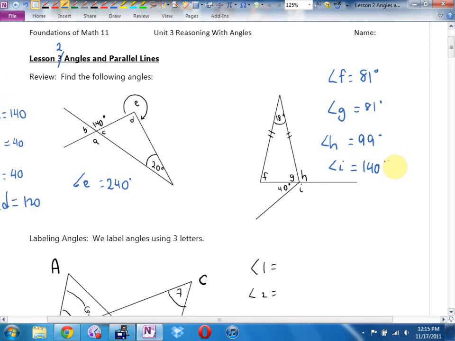That isosceles triangle trick where you know the two angles are the same, split the difference by dividing by two, very helpful to have in your back pocket. Joe, is that okay? Yeah? Okay. I kind of mentioned this in passing yesterday and at the beginning of this class.